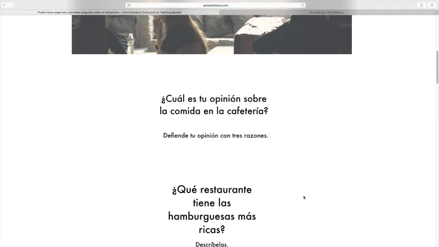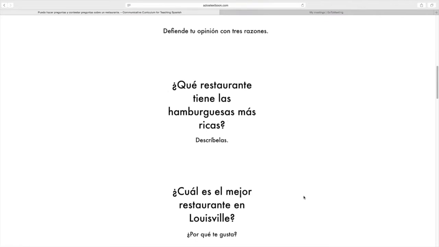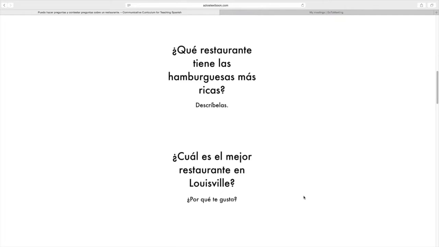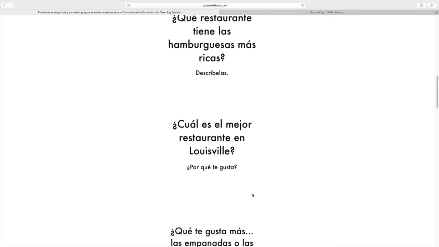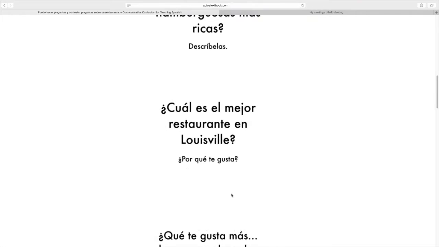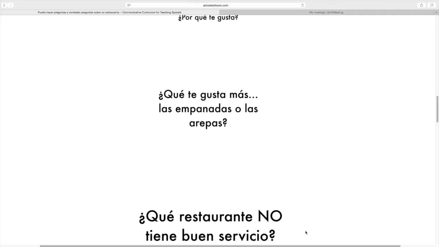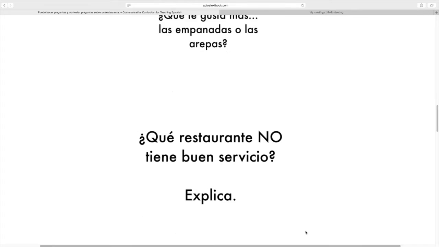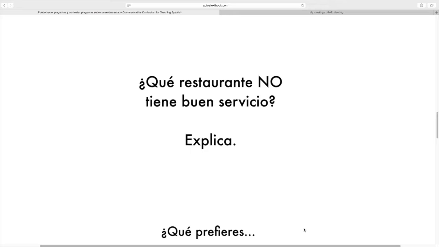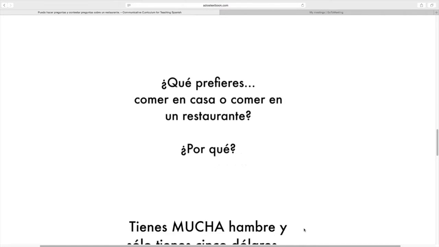What's your opinion about the food in the cafeteria? Defend your opinion with 3 reasons. What restaurant has the best hamburgers? Describe them. What's the best restaurant in Louisville, and why do you like it? What do you like more, empanadas or arepas? Which restaurant does not have good service? Explain. What do you prefer, eating at home or eating out in a restaurant, and why?